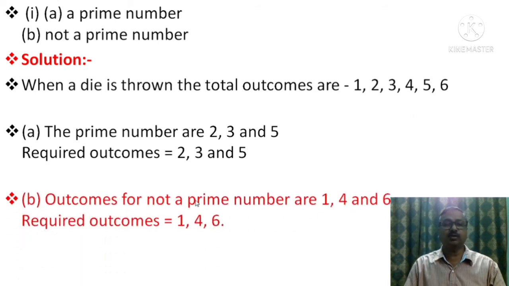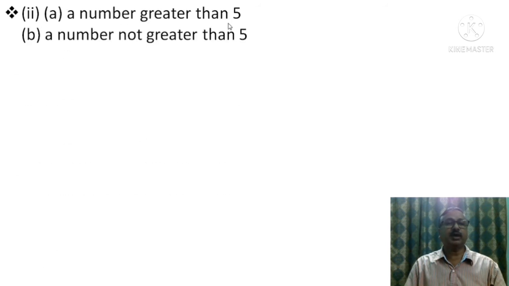Outcomes for not a prime number are, if 2, 3, 5 are prime numbers, other than 2, 3, 5 are not prime numbers, so 1, 4 and 6. So the required outcomes are 1, 4 and 6. You can write either 'and' or a comma. These 1, 4, 6 are the outcomes of getting not a prime number, and those are the outcomes of getting a prime number. So in this case also the total number is 3, and in this case also the total number is 3.